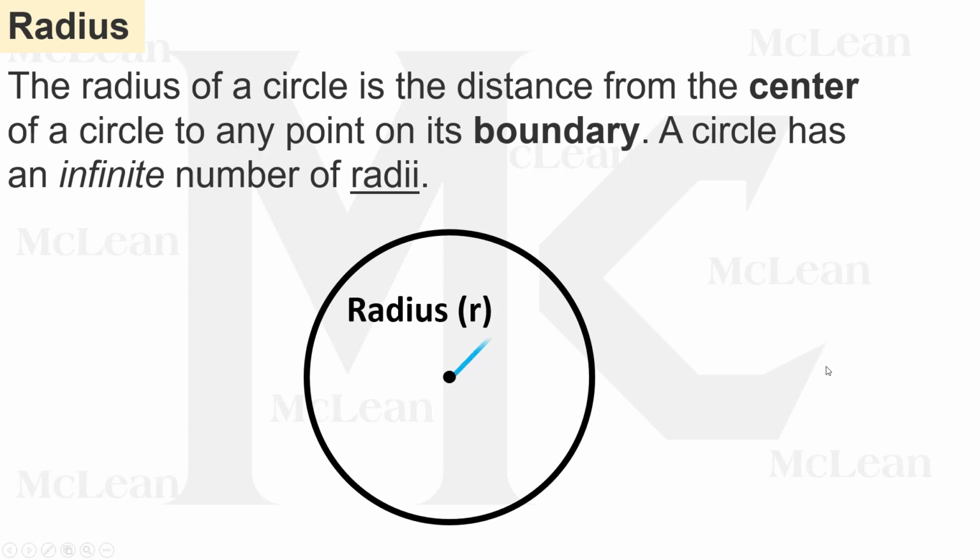And as you go up to higher grades, you'll realize why you have to know the radius, because you could find out different measurements of the circle using the radius and other things. Now, as I said, you can measure from the center to any part of the circle on the edge, and that can be more radii, more than one.